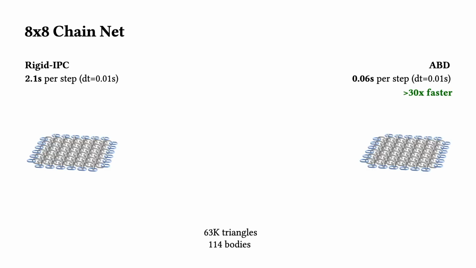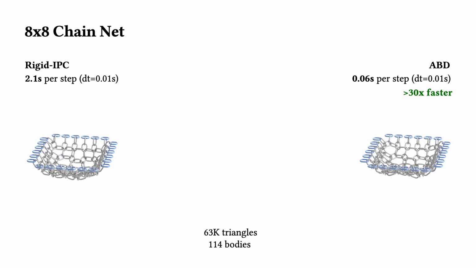To study the scalability of ABD, we start with the 8x8 chain net example. On the left, we again have the rigid IPC results, while on the right, ABD comparably models the shock in the dropped chain links with interpenetration-free contacts. Here we see a 30 times faster performance for ABD on this small-scale example.